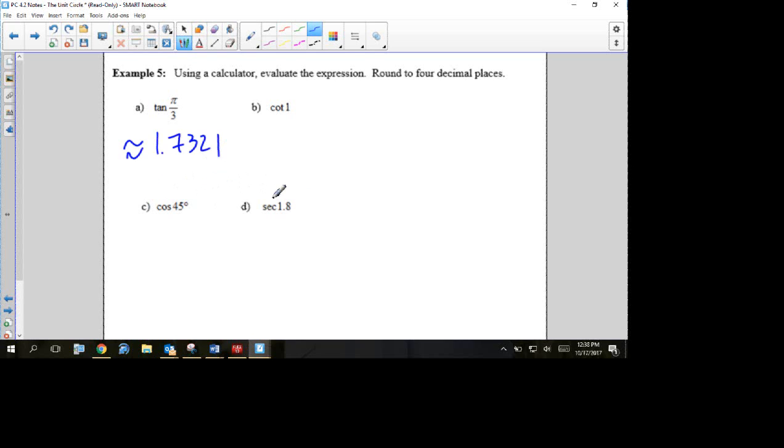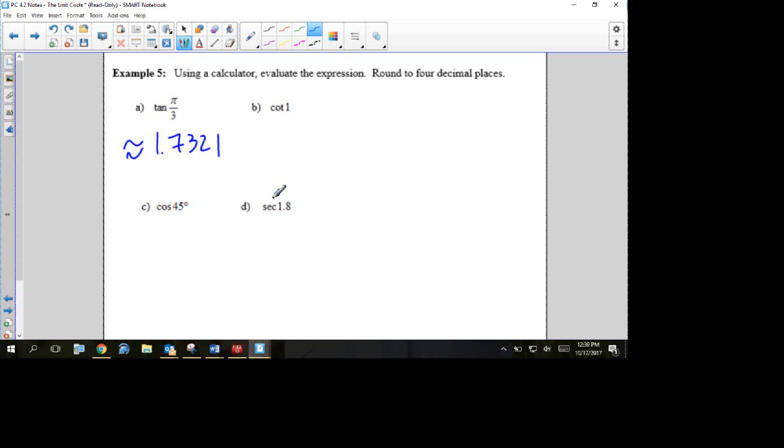So the next one is cotangent 1. Is that degrees or radians? How do you know? No degree symbol, so it's radians. How do I type in cotangent though? Nope, no second. Because if you do second, you're actually finding degrees or radian answers, and we already know what the degree or radian is. So you can't type in second.